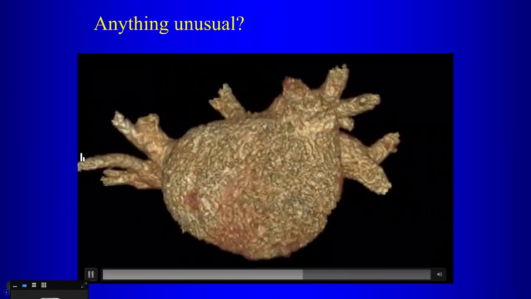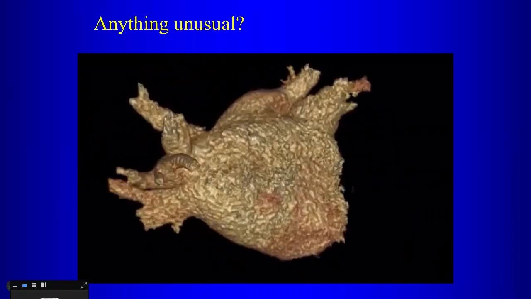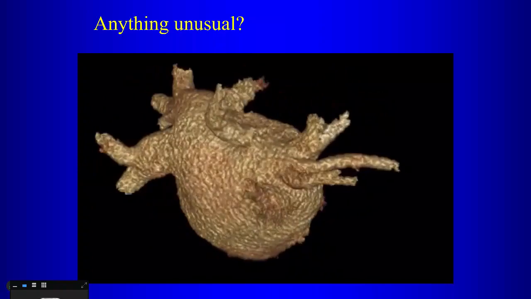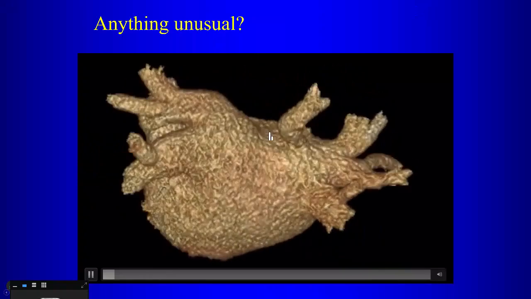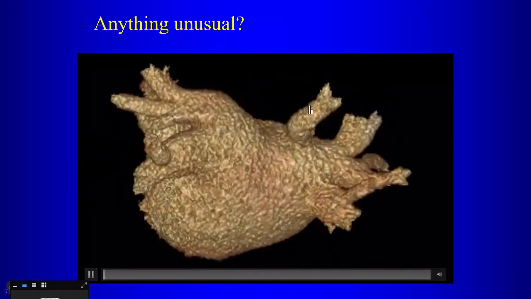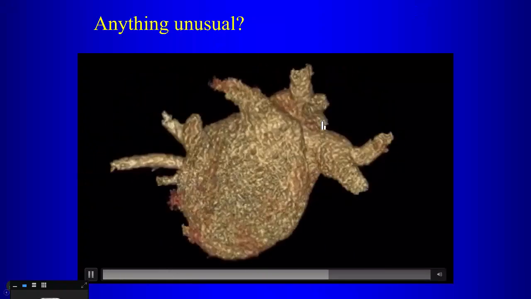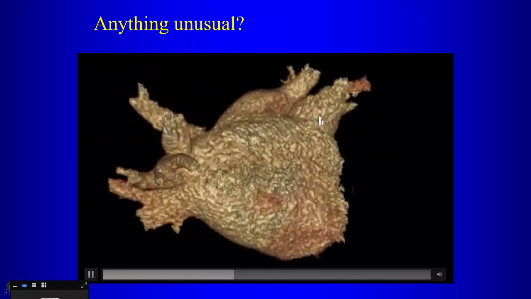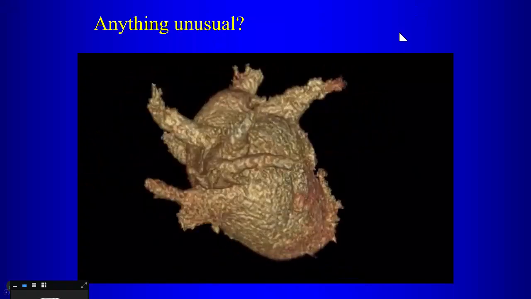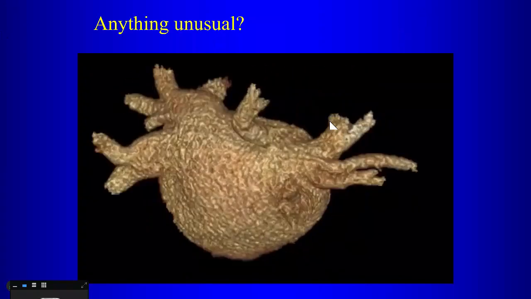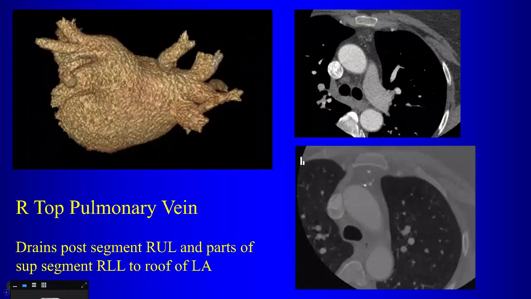What about this case? Is there anything unusual in the pulmonary venous anatomy here? Is it a fifth pulmonary vein? What is that? So what is this vessel here, right? So this vessel here that you're not used to seeing, that's coming down to the top of the left atrium. Do you know what that's called? Anybody know what that's called? That's called a top pulmonary vein. Yeah. What does it drain? So that is called a right top pulmonary vein.